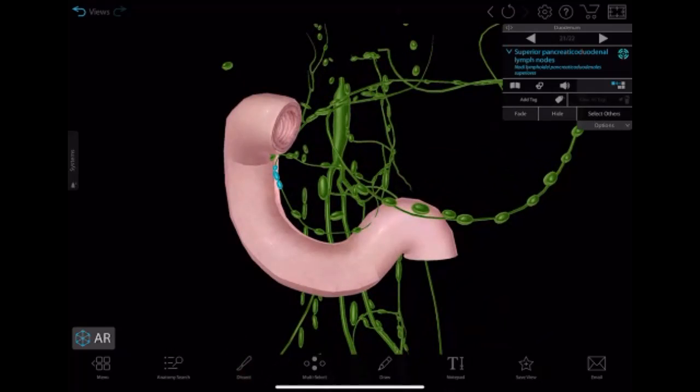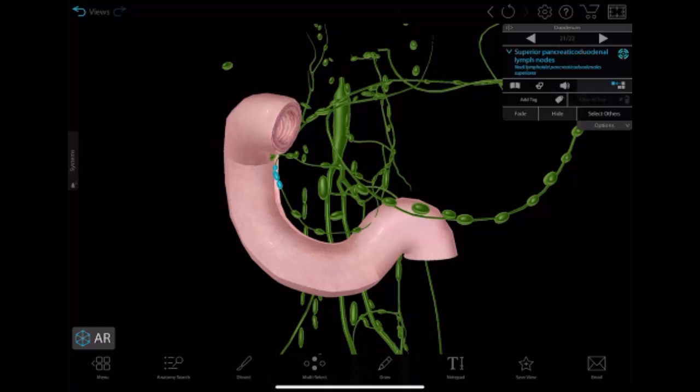Those are the superior pancreaticoduodenal lymph nodes and inferior pancreaticoduodenal lymph nodes. This is the cisterna chyli, and these are the intestinal lymph trunks.